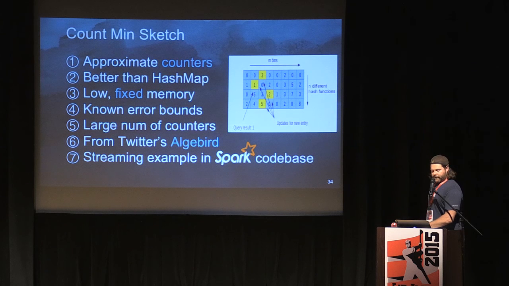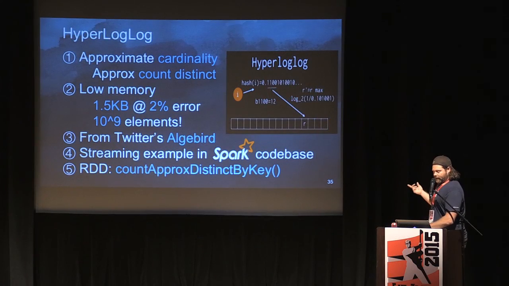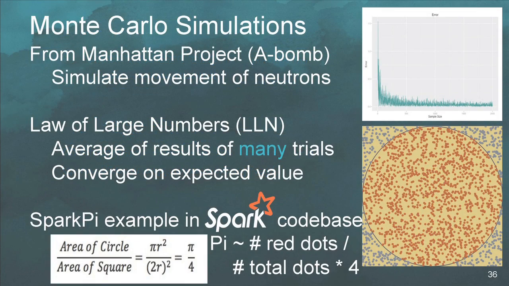There are examples in the Spark Streaming code base that use Twitter's Count-Min Sketch algorithm. And then of course, HyperLogLog. Redis just picked this up, I think, a year or two ago as a first-class citizen. With like 1.5K, you can represent 10 to the 9th elements. That's pretty incredible. And at about 2% error. So this is actually in the Spark code base. It's on the RDD, and it's countApproxDistinctByKey. So it's all been built in for you.